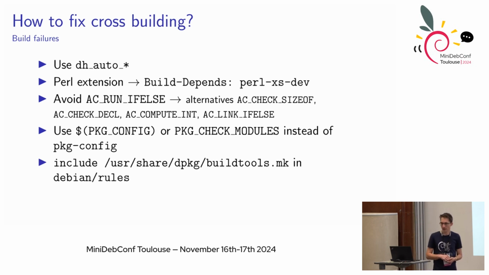If you use any tools like GCC directly in your Debian rules, use the CC variable instead and include this package configuration file, as it will set up all these variables, including package config and a number of other ones, in a way that will make it just work for cross-building. Yeah, so this is the most common way to fix actual cross-builds.